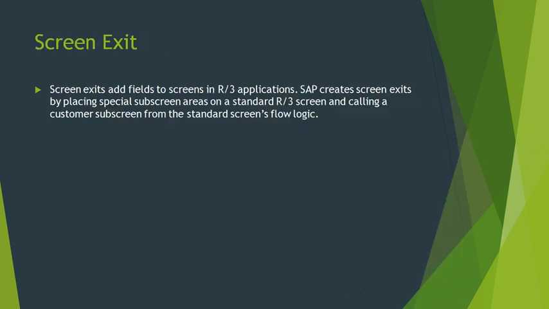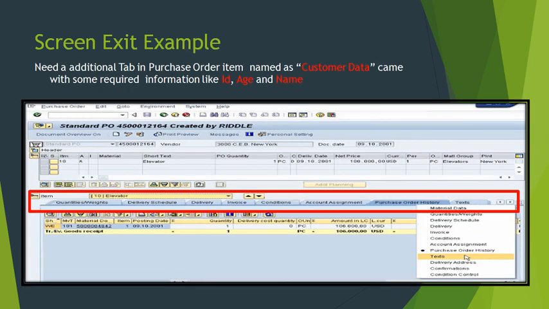Now we come to the last user exit, that is known as screen user exit. In screen user exit, you can add an additional tab. This is the standard purchase order you are seeing, and under items there are various tabs: material data, quantity, delivery, invoice, condition, tax, delivery address, confirmation. So there are various tabs.